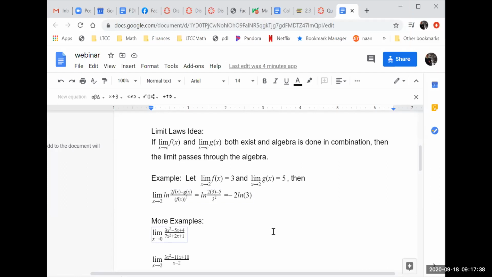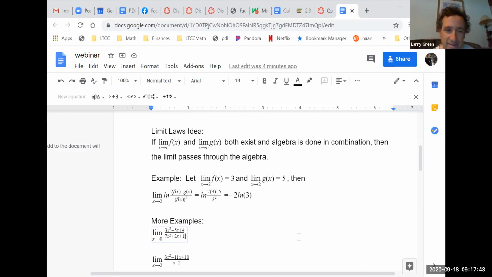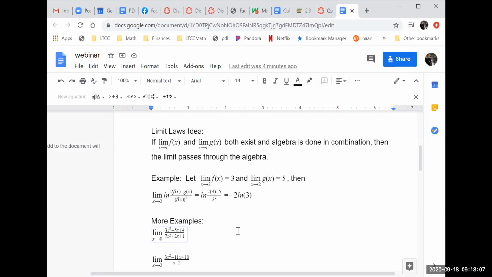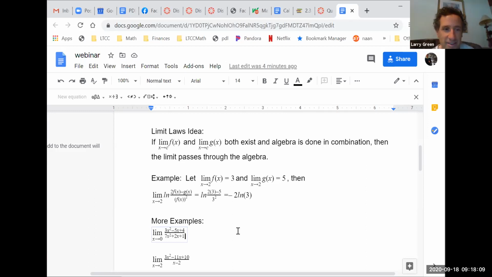Okay, and this first example is very nice because it worked beautifully. So we want the limit as x approaches 0 of 3x squared minus 5x plus 4 over 7x squared plus 2x plus 1. I want to give you a moment and see if you can get this. This is very easy. That's a hint.